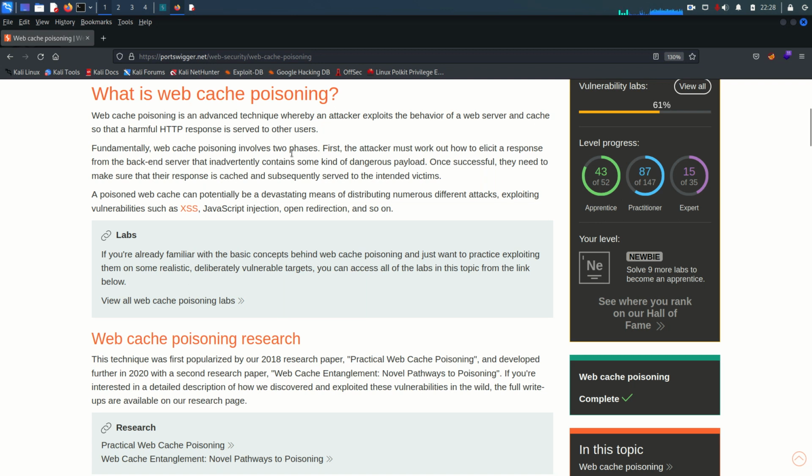Okay, so in web cache poisoning, there are two phases. In the first phase, the attacker has to get the response from the backend server in such a way that the response contains some malicious code. It could be anything, but it should be malicious.